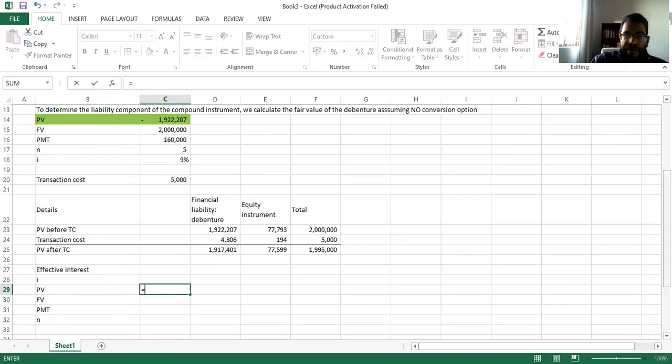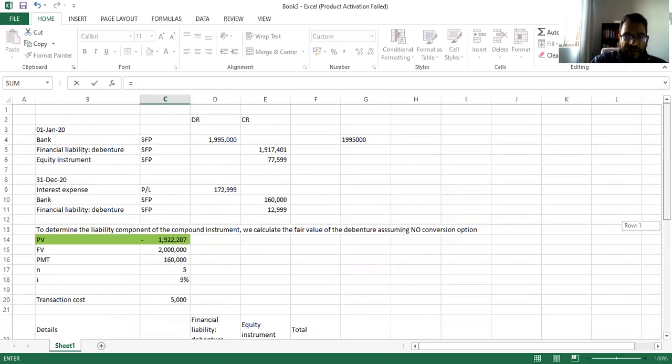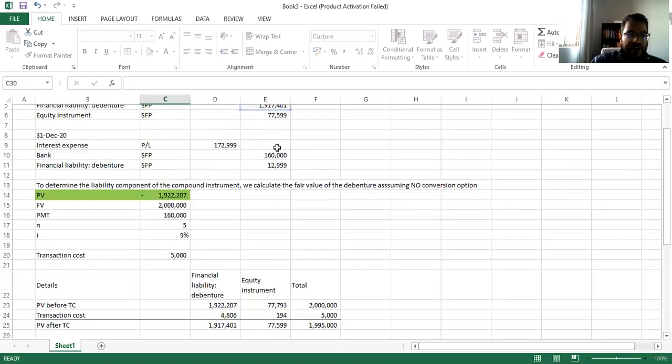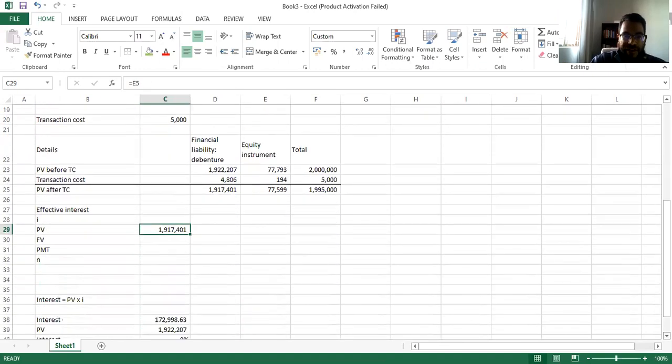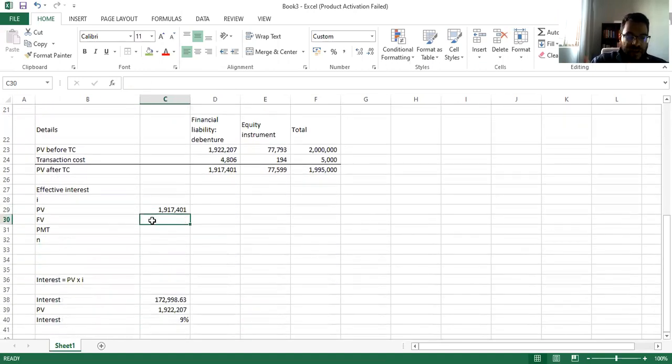It is always the amount at the beginning of the current financial year. Our current financial year is 1 Jan 2020. So therefore, we're not using that amount, because that amount is excluding transaction costs. We need an amount including transaction costs. So therefore, we're taking the 1917. Present value still the same.